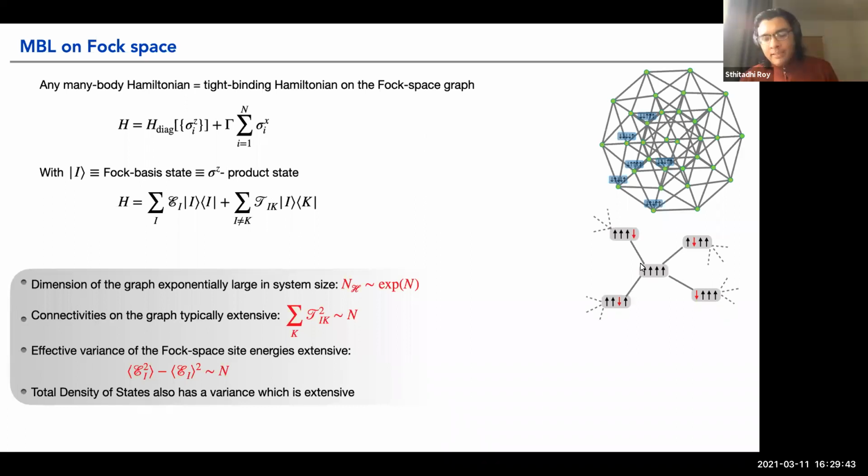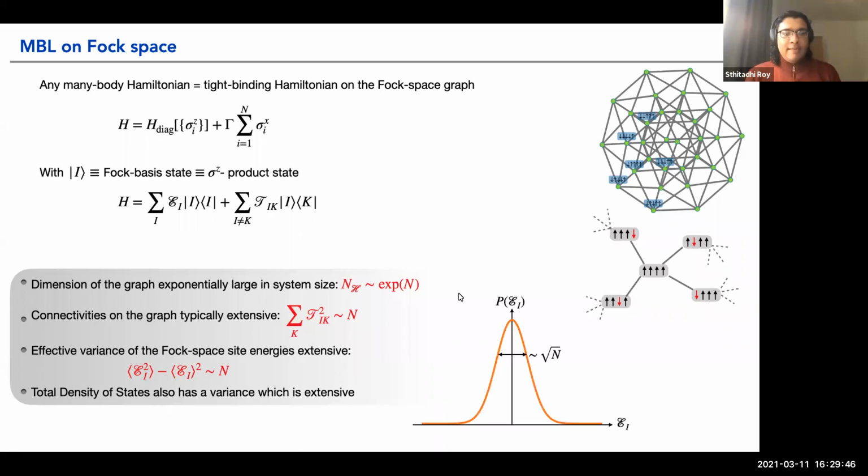And the other thing that you can also immediately see is that the effective variance of these Fock-space site energies, which I'm going to call the Fock-space disorder henceforth, has a variance which is linear in system size. I'm going to say more about this, but what you can almost certainly show for local disordered Hamiltonians is that the distribution of these E_I is actually a Gaussian with a width, or standard deviation, which scales as the square root of the system size.